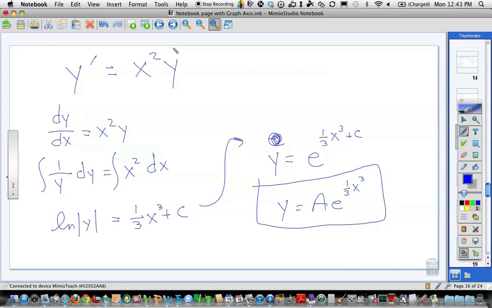Now, somebody in the other class also asked this question. They said, can you just wait and put the plus c on at the very end? And you can't do that. Because notice how the plus c ends up in the exponent, whereas if you tacked it on at the end, that would be different. You have to put the plus c on when you do the antiderivative.